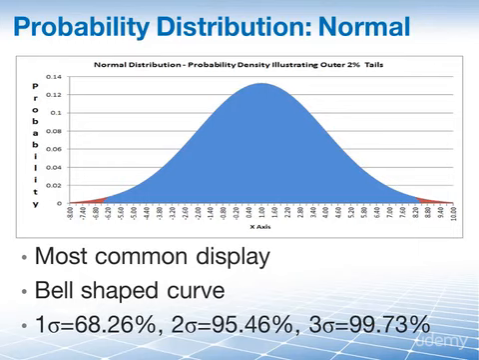95.46% fall under 2 sigma, and 99.73% fall within 3 sigma. So within a normal distribution, the majority of the risks will come to be within 3 standard deviations or sigma from the average or your mean.